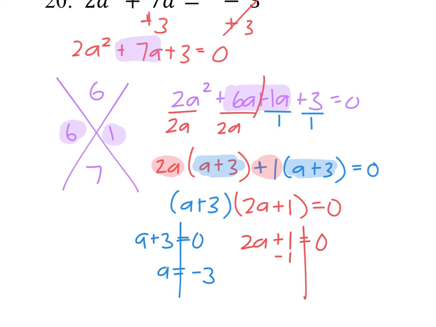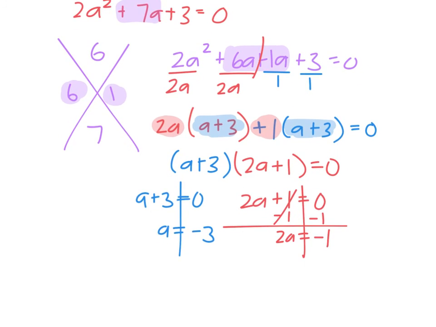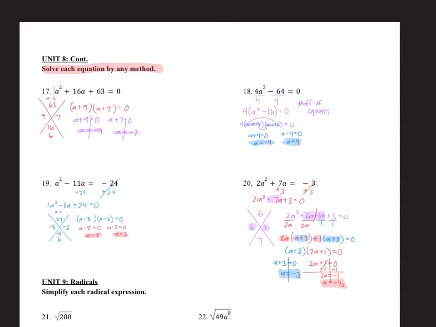On the left, I'm going to have to subtract 1 first. I'll get 2a equals negative 1, which means I divide by 2 on both sides and get that a equals negative 1/2, or negative 0.5. So your two answers are a equals negative 3 and a equals negative 1/2. And I believe that is it for Unit 8.